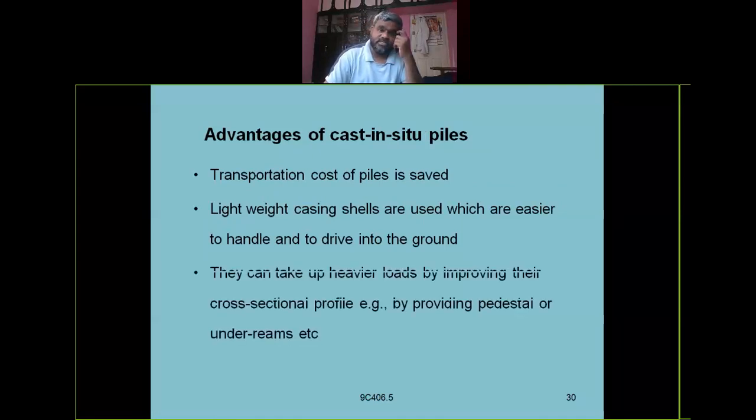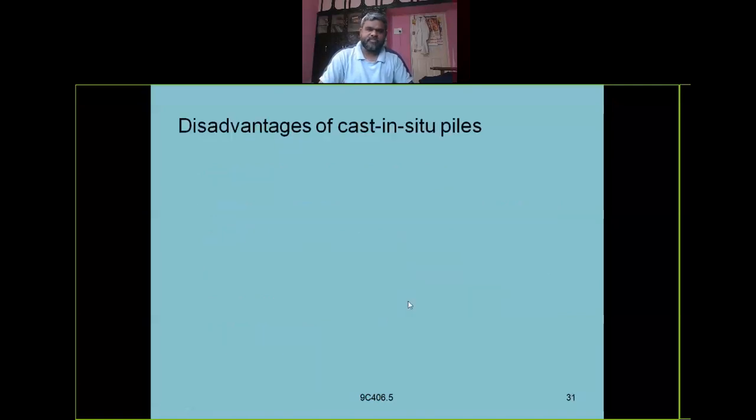Transportation cost of piles is saved. Lightweight casing shells are used, which are easier to handle and to drive into the ground. They can take up heavier loads by improving their cross-sectional profile, for example, by providing a pedestal or under rimmed, etc.